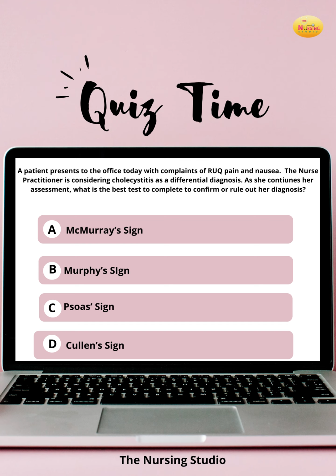Would you do McMurray sign? Uh-uh. McMurray sign is what? We do that to test for meniscal tears, right? McMurray's and meniscus. I know it's a bunch of M's, but that's not it. It's B, Murphy sign. Yes, ma'am. Murphy sign. That's what we conduct when we are assessing for cholecystitis, right?